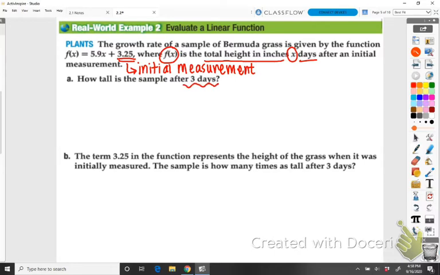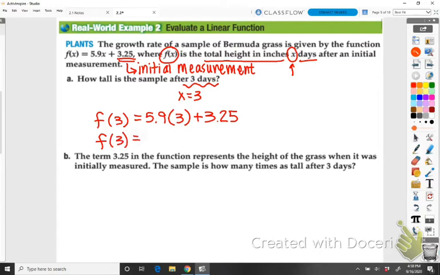I want to know what it's going to be after 3 days. And remember, x was days. So we're going to set x equals 3 into this function. So we're kind of taking f of 3. So where that x was after the 5.9, we're going to replace it with a 3 and see what the output would be. So if you do the math, whether it's mentally or with a calculator, you're going to get 20.95 inches. So that is your final answer.